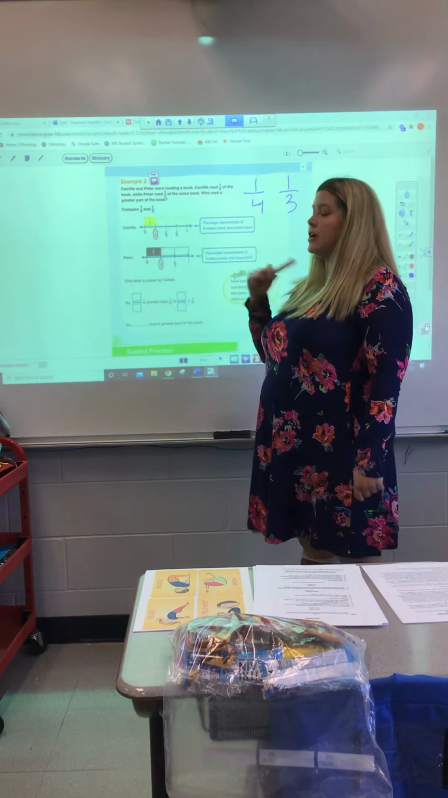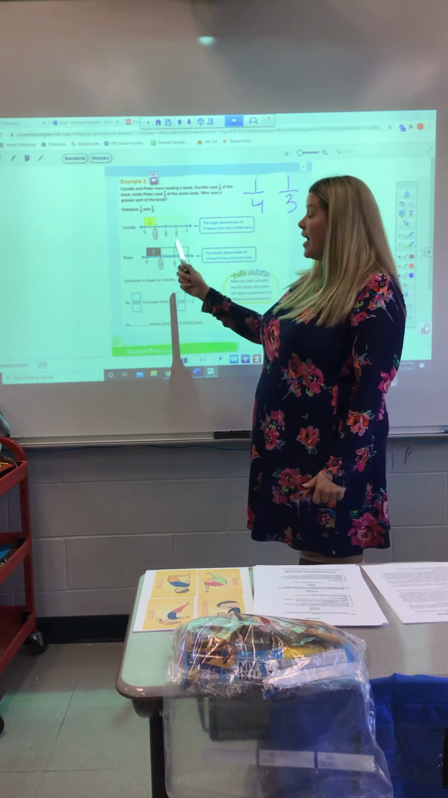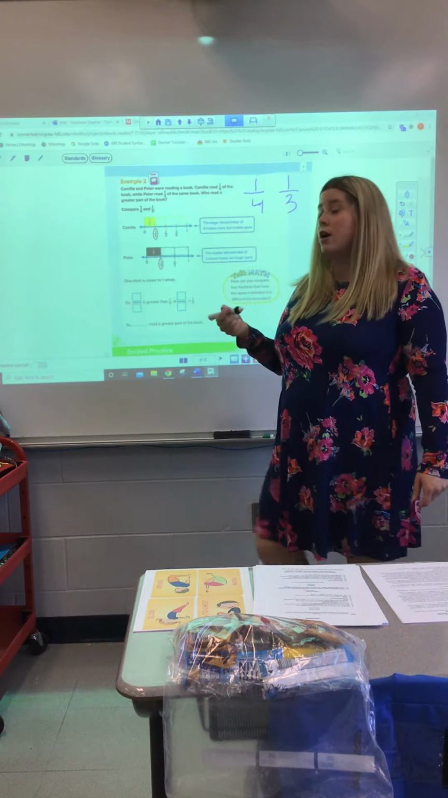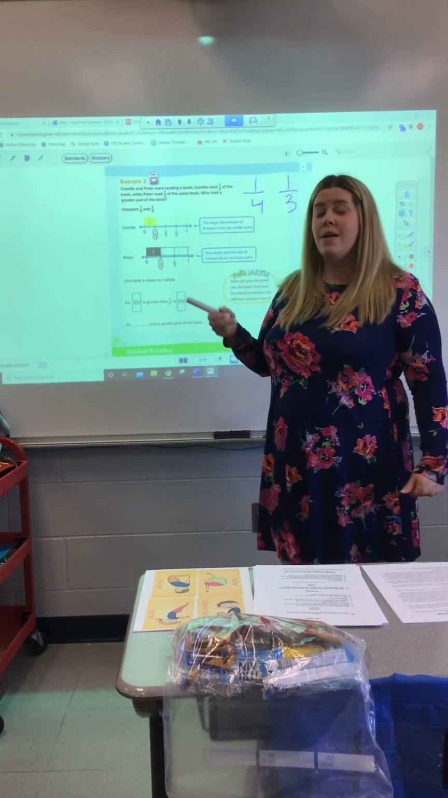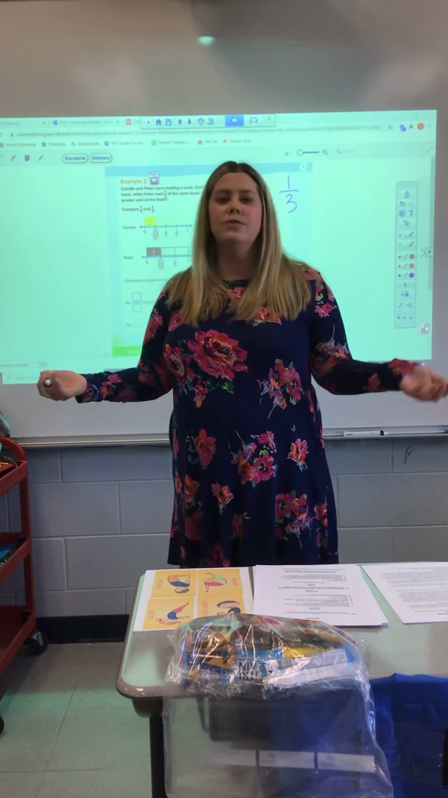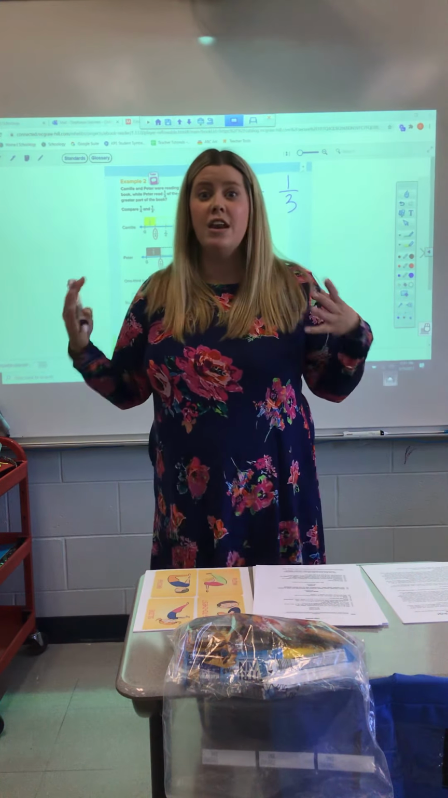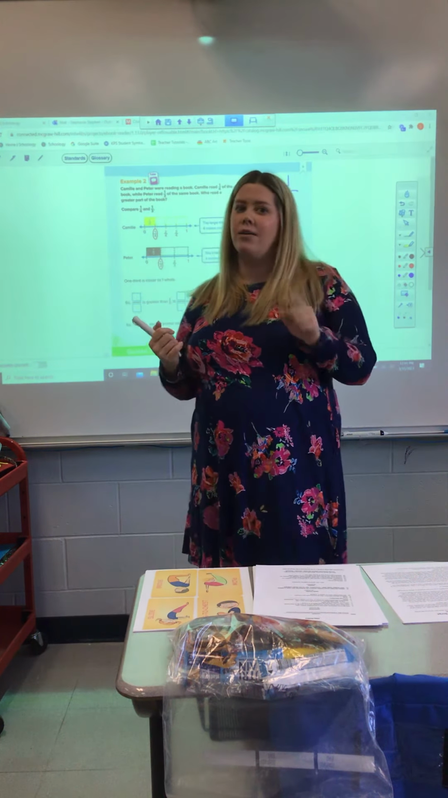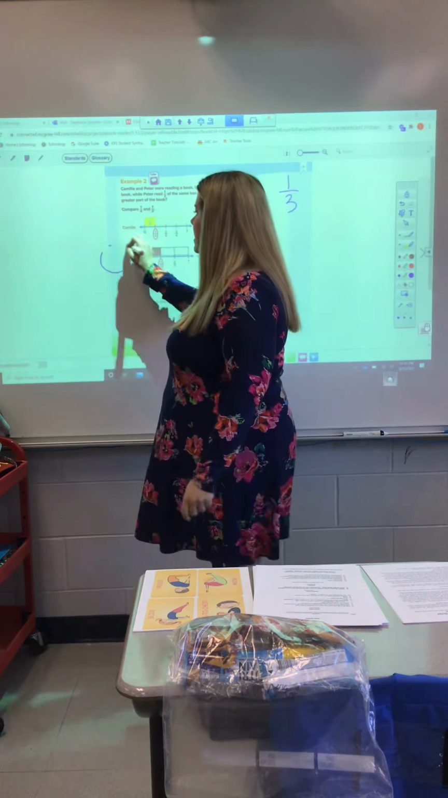Which one of those is greater? Right, 1/3. 1/3 is greater than 1/4. Peter read more of the book. Now, that always confuses kids. They think that the bigger the number, the bigger the fraction, but that's wrong, okay? Think of it as like a pizza.